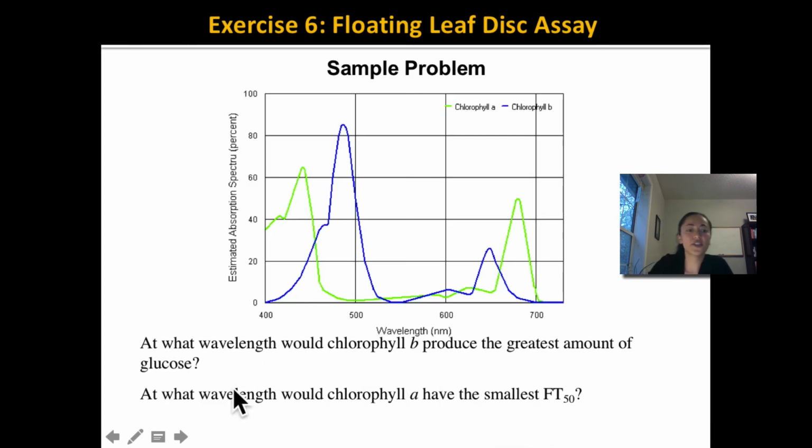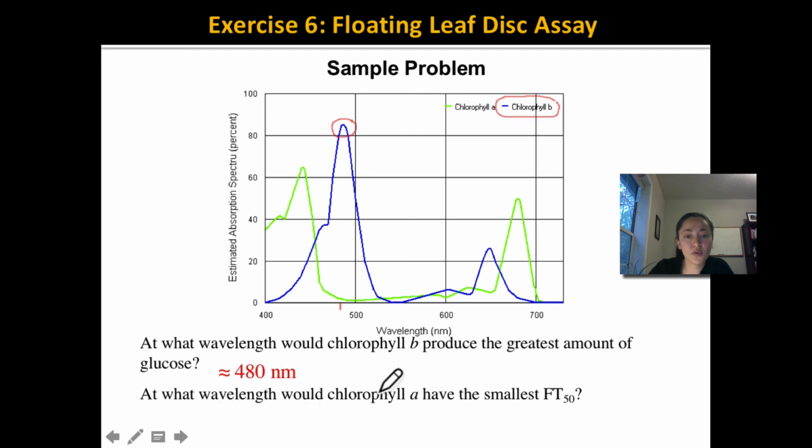Let's look at another question here. At what wavelength of light would chlorophyll B produce the greatest amount of glucose? Well, we know glucose is one of the products of photosynthesis, so it's going to be wherever photosynthesis is happening fastest. So chlorophyll B is being shown by the blue line. So let's look here. Well, we can see that this is where our peak is. This is where the most glucose we made. And that looks like it's around there, which is about 480 nanometers.